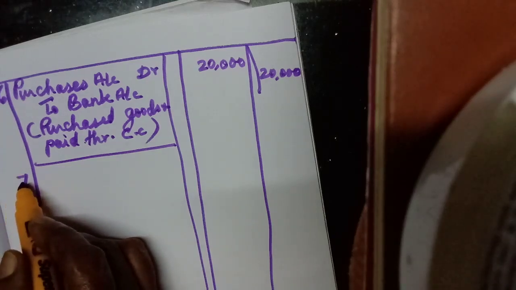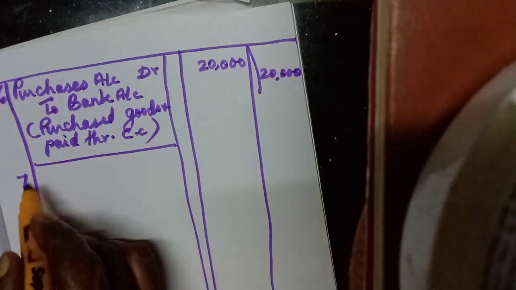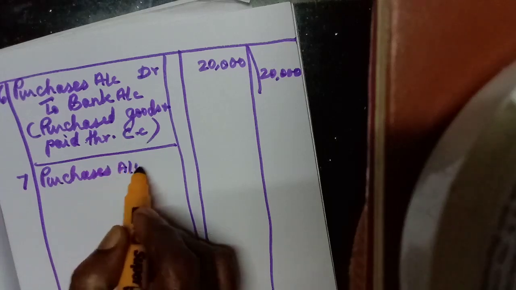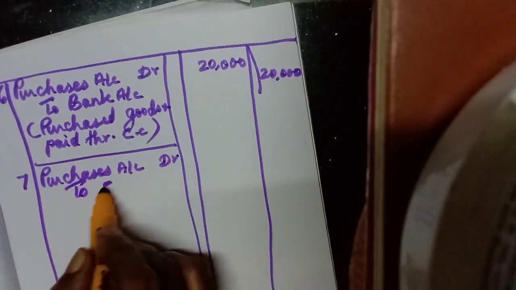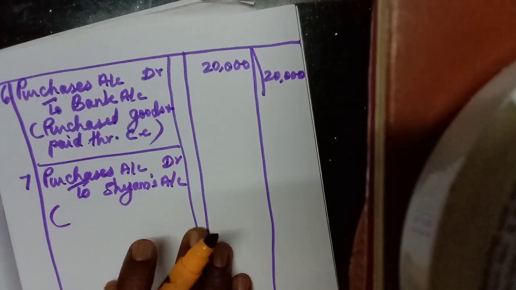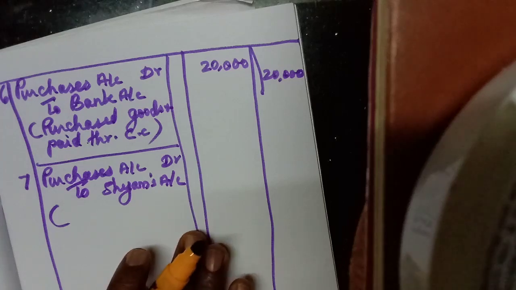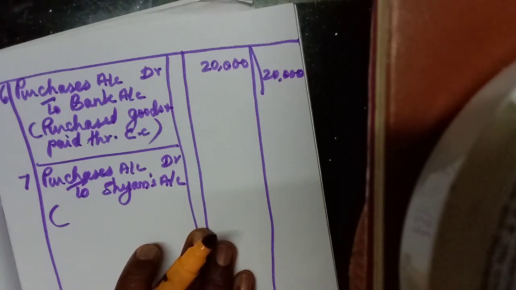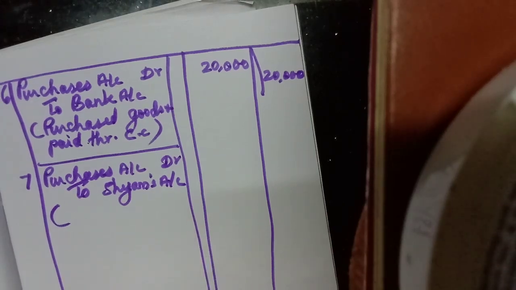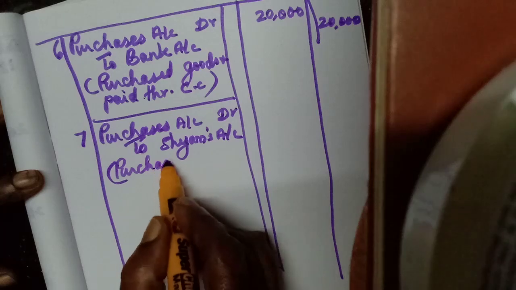Then 7. Purchased goods from Shyam on credit. Here payment is not made, so we can write purchases account debtor to Shyam account. See, many purchases they have made, but payment is in different varieties. Okay, bank only, there are many ways, isn't it? Through debit card, through credit card, net banking, then cash deposit machine. Okay, that you may not confuse. Okay, so we can write purchased goods on credit.